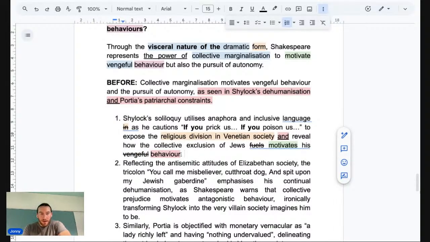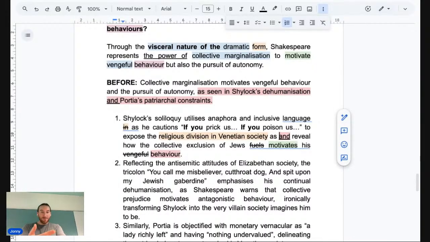So what was I saying? You've kind of got half a point here that's not really that insightful, if you can see that. And the word and is kind of the blocker there. So try not to use the word and in an explanation, and instead connect these two things. So let's see if we can do it. To expose the religious division in Venetian society as a catalyst. It exposes that as a catalyst for something else.